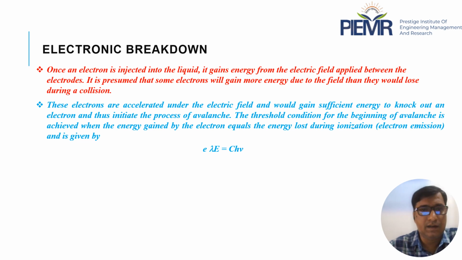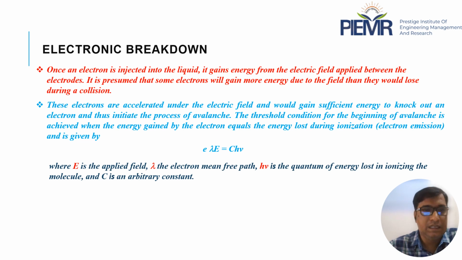These electrons are accelerated under the electric field and would gain sufficient energy to knock out an electron and thus initiate the process of avalanche. The threshold condition for the beginning of the avalanche is achieved when the energy gained by the electron equals the energy lost during the ionization process. It can be written as an equation: eEλ = C·hν, where E is the applied electric field, λ is the electron mean free path, hν is the quantum of energy lost in ionizing the molecule, and C is an arbitrary constant.